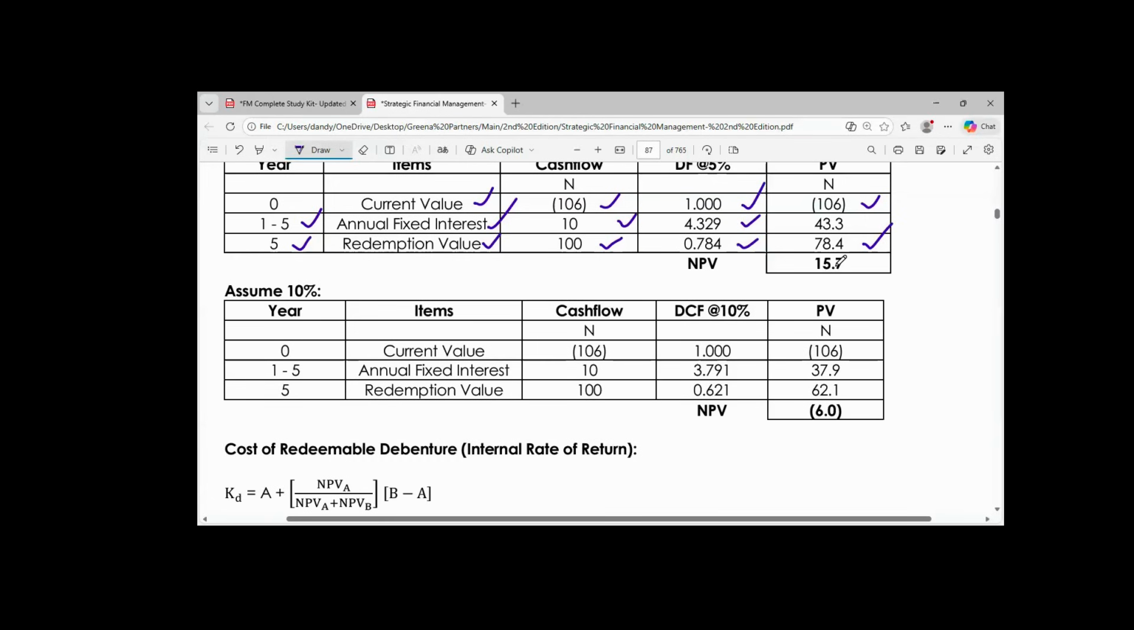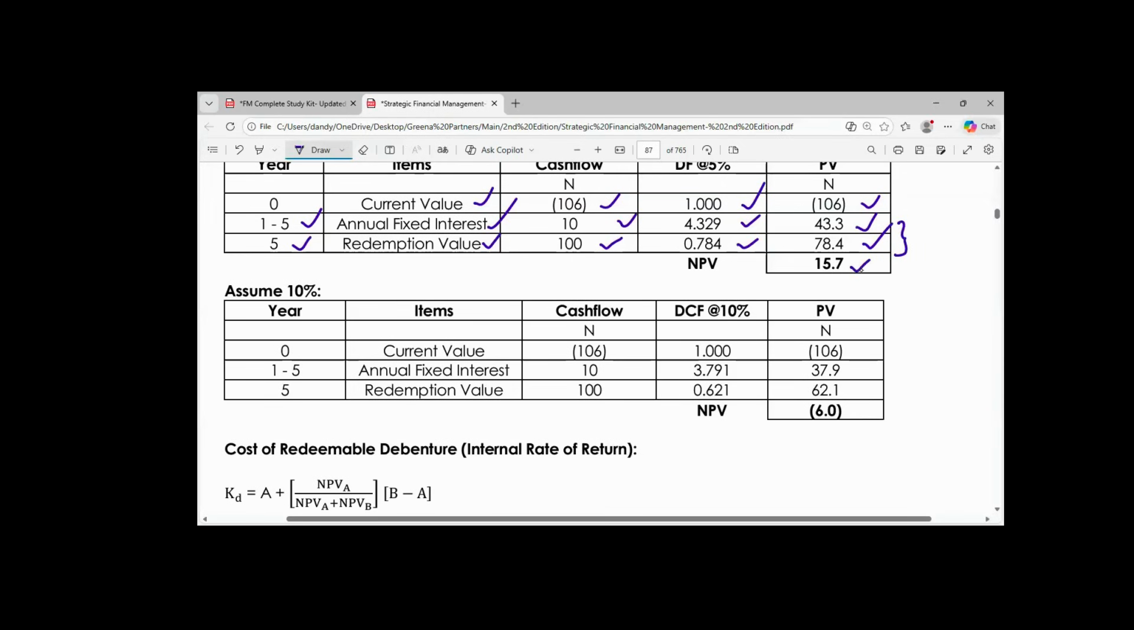Now, please, anytime you want to compute NPV, you have to start with a positive NPV. Therefore, you are going to add up the positive NPV, then less 106 naira. Whatever you have thereafter is your NPV. So our NPV is 15.7. We assume 5% and we got an NPV of 15.7 naira.